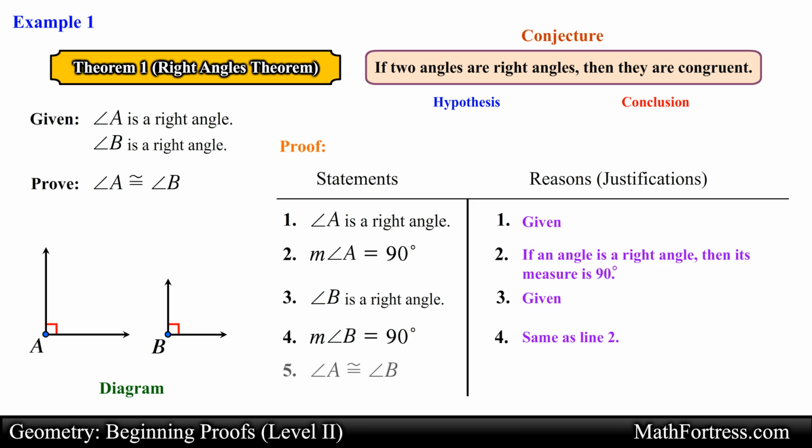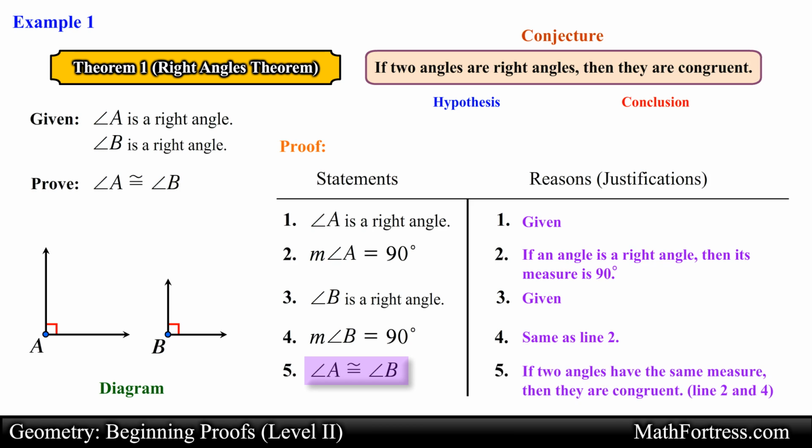The final statement would be angle A is congruent to angle B. The reason for this statement is because of the definition of congruent angles. If two angles have the same measure, then they are congruent. Notice that we established the fact that angle A and angle B both measure 90 degrees in line 2 and line 4. With this last reason, we officially end the proof.